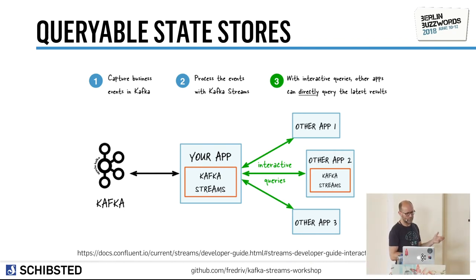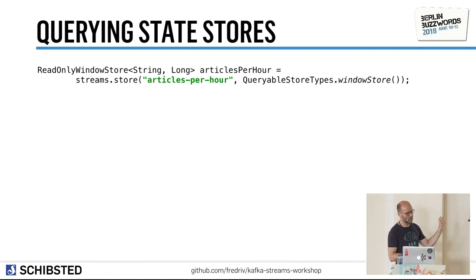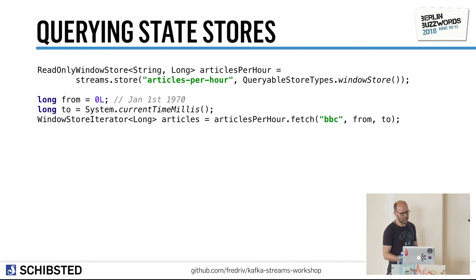So remember, we materialized this as a state store, and we can then also query that. I can ask my Kafka Streams runtime for the state store named articles per hour of type window store, and I will get back a queryable state store. From this, I can say, OK, I want to look at all of the counts of articles for BBC from the start of time, which in this case is January 1st, 1970, or epoch, until now. And then this will give me a list of all of the aggregated states it has in the state store.